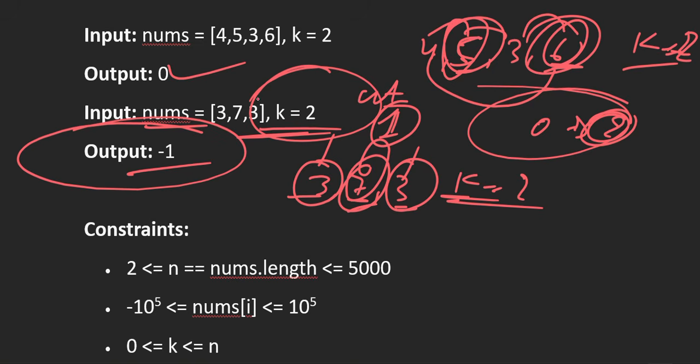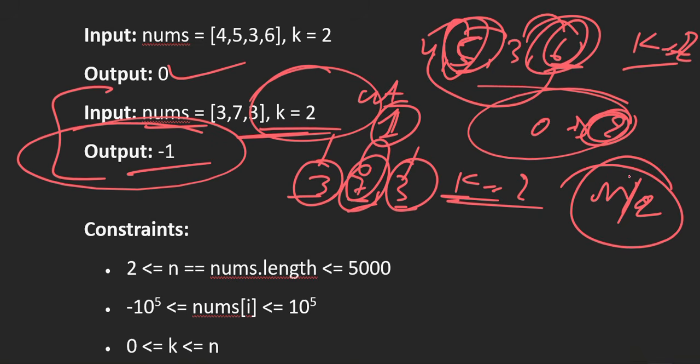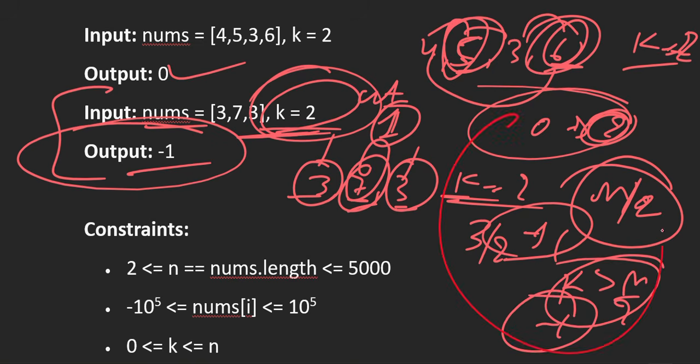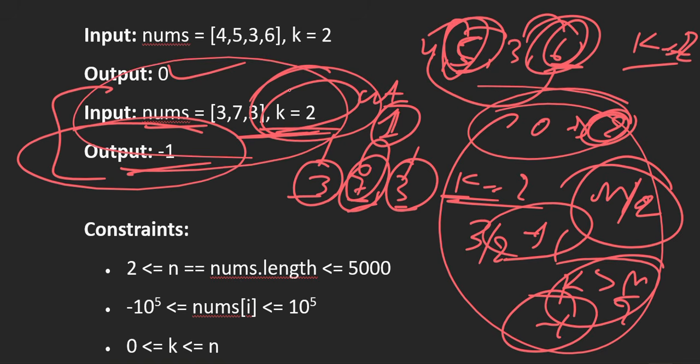So it is not possible to make two peaks, so we return -1. If you notice, if our array size is n, then at max we can make only n by 2 peaks. So 3 by 2, we can make only one peak. So if k is greater than n by 2 then we return -1 directly. This is the observation from this test case.